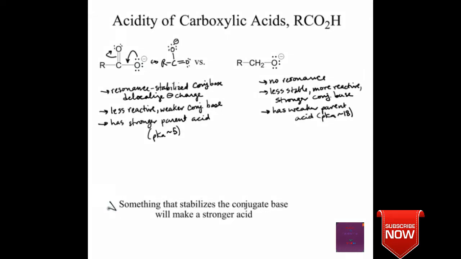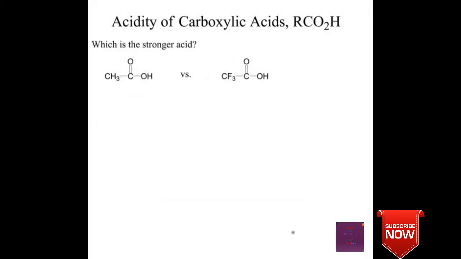The take-home message that we've seen before and we're seeing again is that if you have something that will stabilize the conjugate base, then that makes the acid a stronger parent acid. That's always what we're looking for, something to stabilize the conjugate base. Let's take a look at another example. Let's compare acetic acid to trifluoroacetic acid. And the question is, which is the stronger acid?